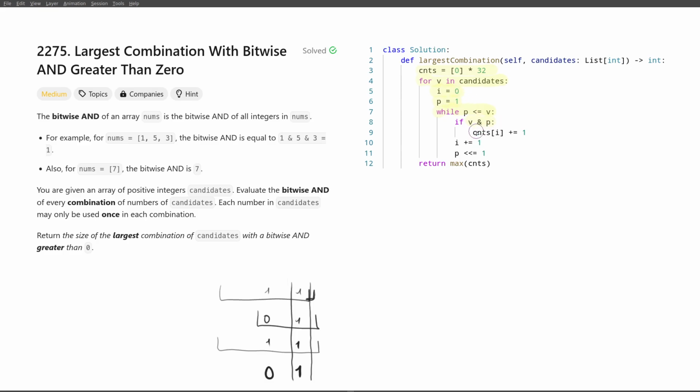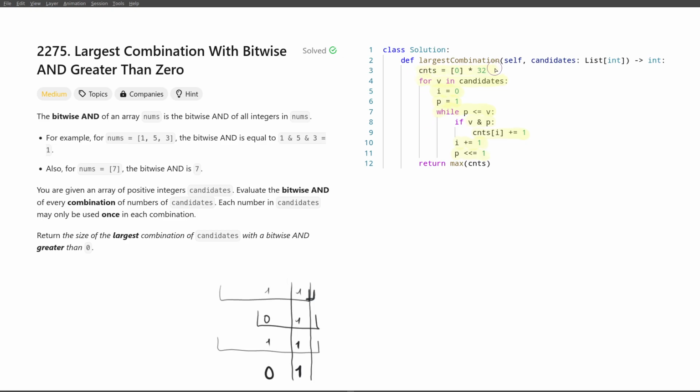If it has that bit set, we increase the count for that power of 2, so that's why the value i is necessary here. We increment i, and we multiply p by 2, and multiplication by 2 is the same as bit shifting to the left by a single position. And since this is exactly just a single 1 and we want to shift it to the left, that's probably the best way of writing it. But of course, you can also just multiply it by 2.